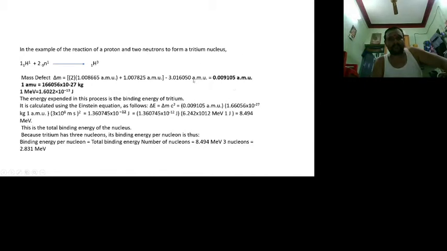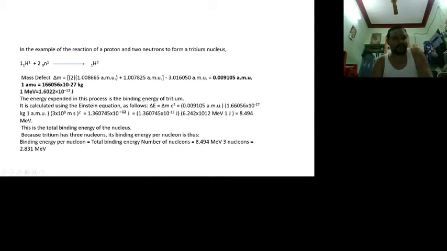The difference in mass is called the mass defect, 0.009105 atomic mass unit. All nuclear masses are expressed in terms of atomic mass units. What is an atomic mass unit? Instead of kilograms, we express mass in atomic mass units. One atomic mass unit is equal to 1.66056 times 10 to the power minus 27 kilogram.